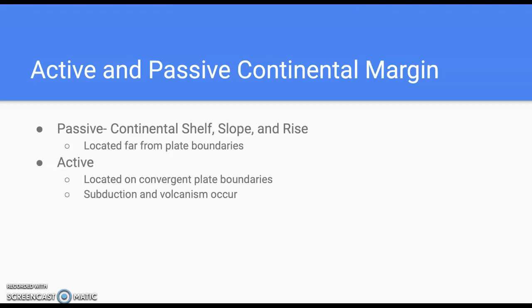There are active and passive continental margins. The passive is the continental shelf, slope, and rise, and it is located far from plate boundaries. The active is located on convergent plate boundaries, where subduction and volcanism occur.